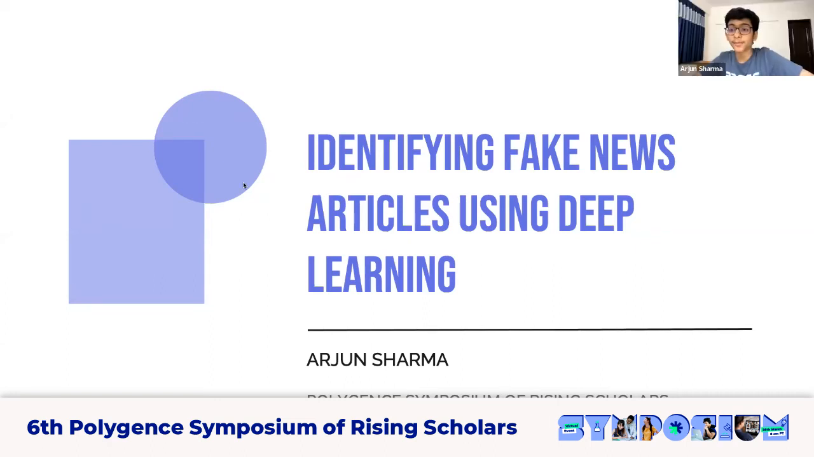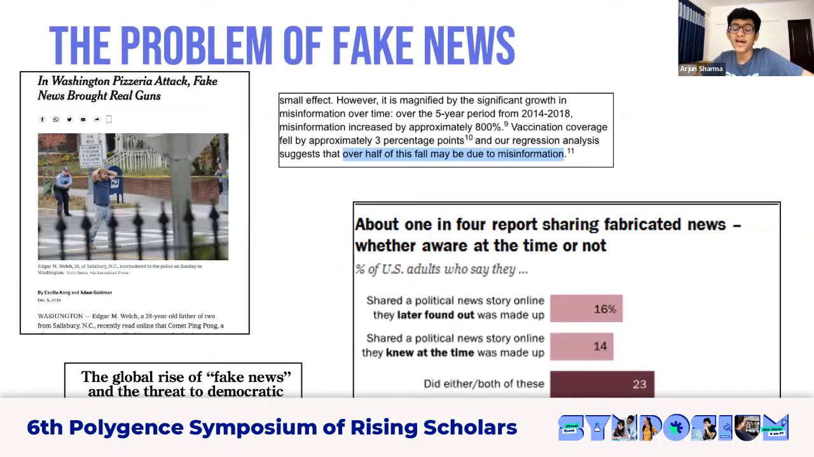Hello and good morning. I'm Arjun Sharma, and in my presentation, I'll be showcasing my research paper in which I explored the identification of fake news articles using deep learning. Fake news online is a serious problem across the world. It's been found to have had a role in decreasing vaccination coverage, posing a threat to elections, and in some cases causing violence. The problem stems from how prevalent it is online, and research has shown that almost a quarter of people surveyed report sharing some form of it.